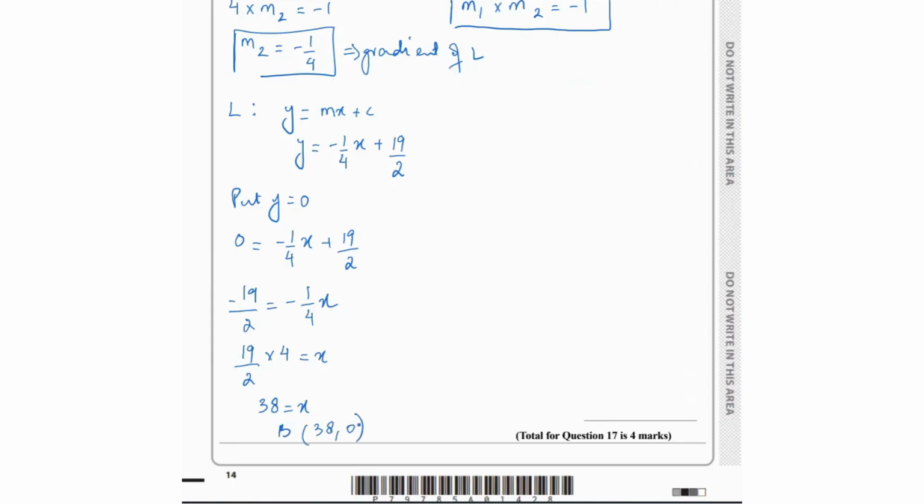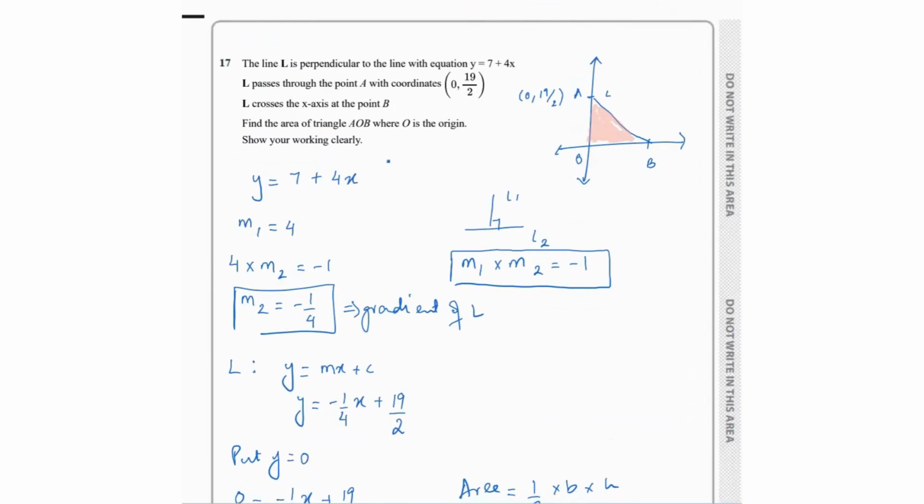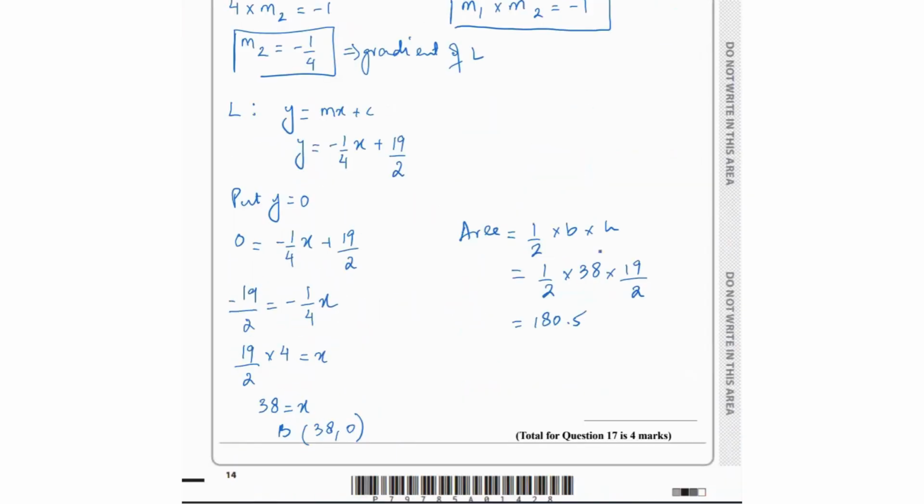y is 0 because it's on the x-axis. Any point that lies on the x-axis has a y coordinate of 0. So now the area is going to be half times base times height. Base is 38 and height is 19/2. So that's going to give us 180.5. They haven't mentioned that they want the answer correct to any degree, so you just write it as 180.5 units squared. That is your area of the triangle AOB.